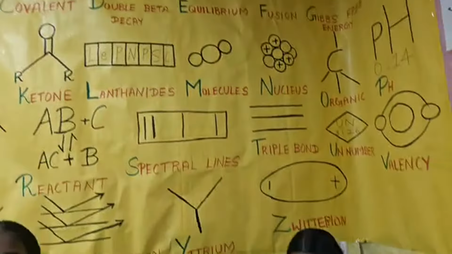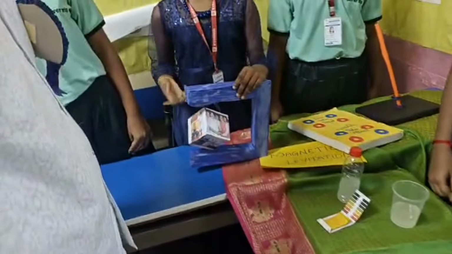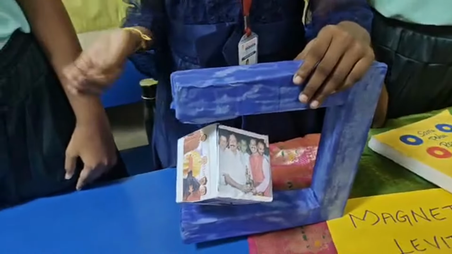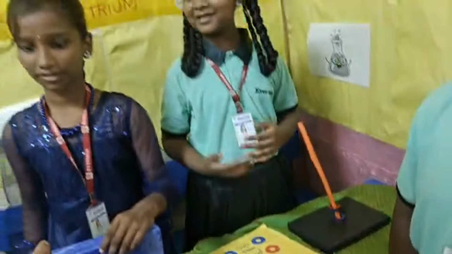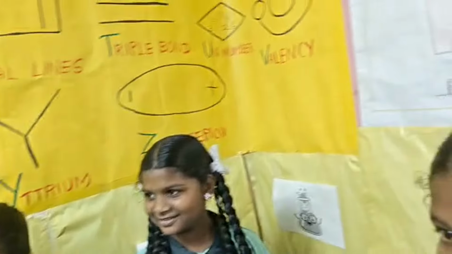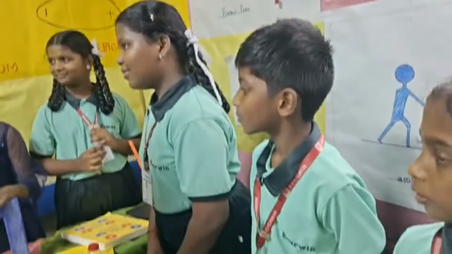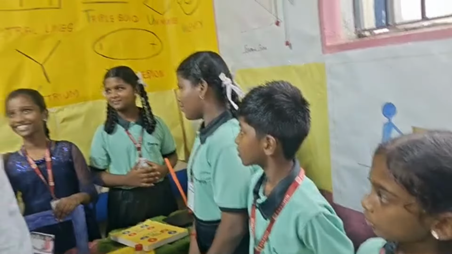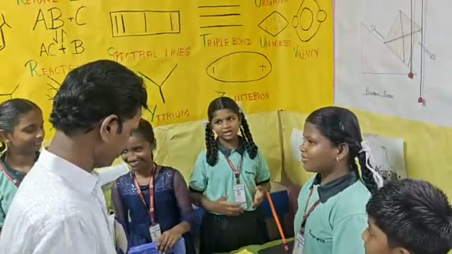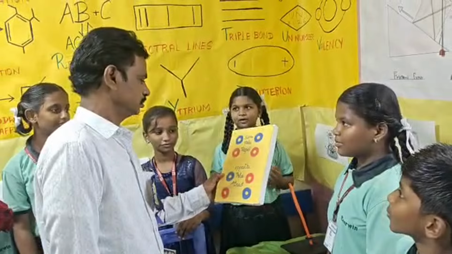Magnetic levitation, also known as maglev, is a technology that uses magnetic force to suspend an object in mid-air without any physical contact or support. Magnetic levitation works on the principle of magnetic repulsion. When two magnets are brought together with the same poles facing, they repel each other.